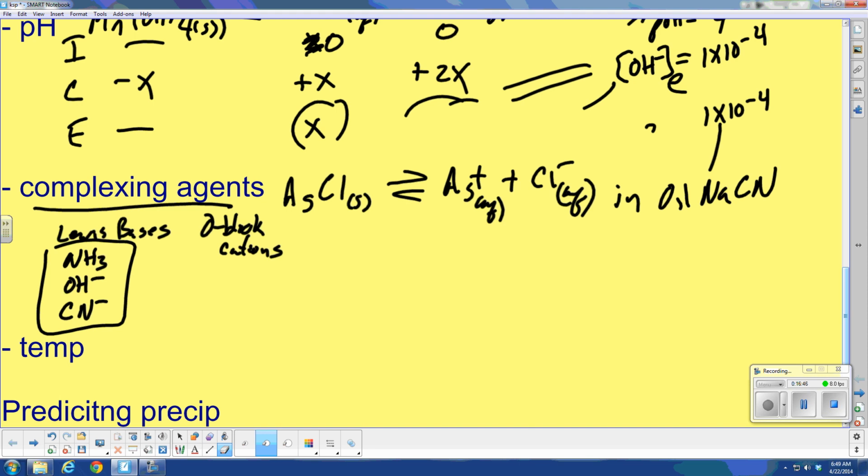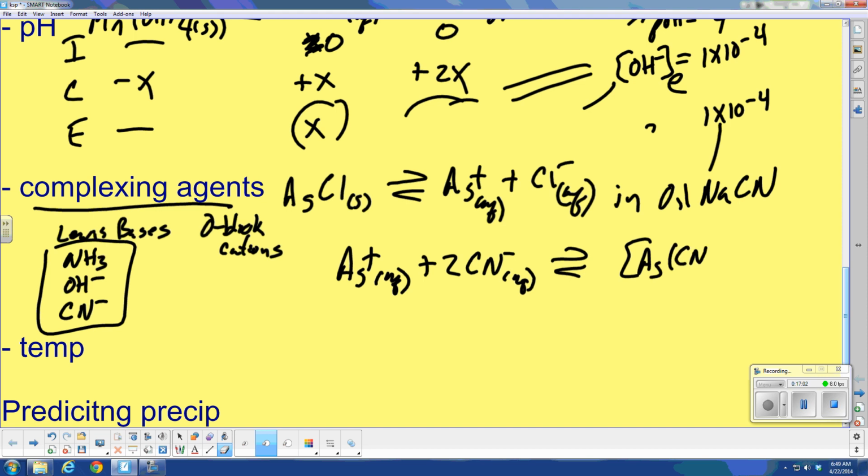What's going to happen? Well, my silver is going to form a complex. My Ag+ is going to react with 2 cyanides to form the complex, which is Ag(CN)2 minus, right? It's not so important that you know this, because I don't think they're going to really ask you a quantitative question.